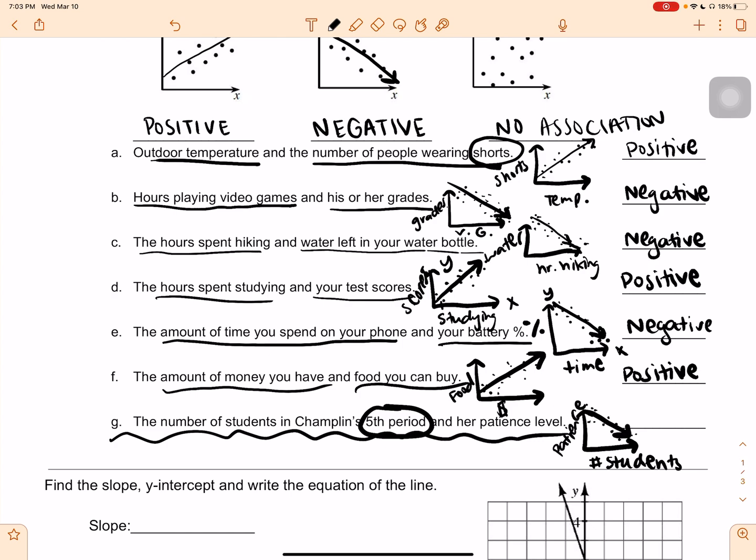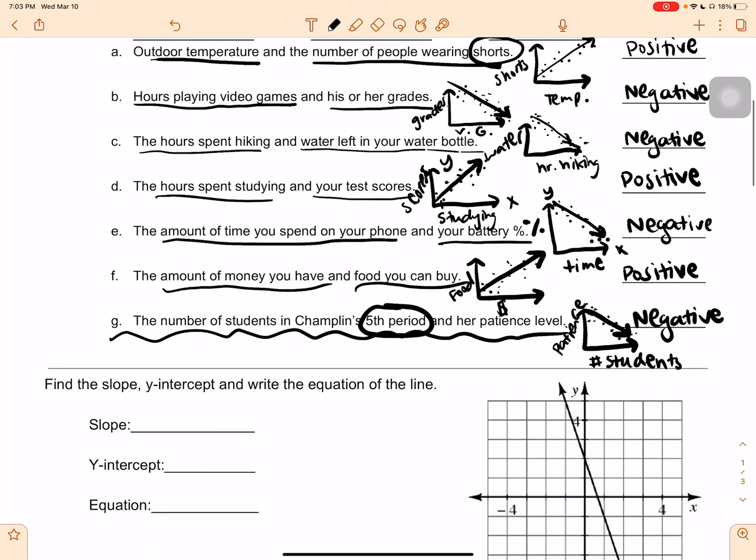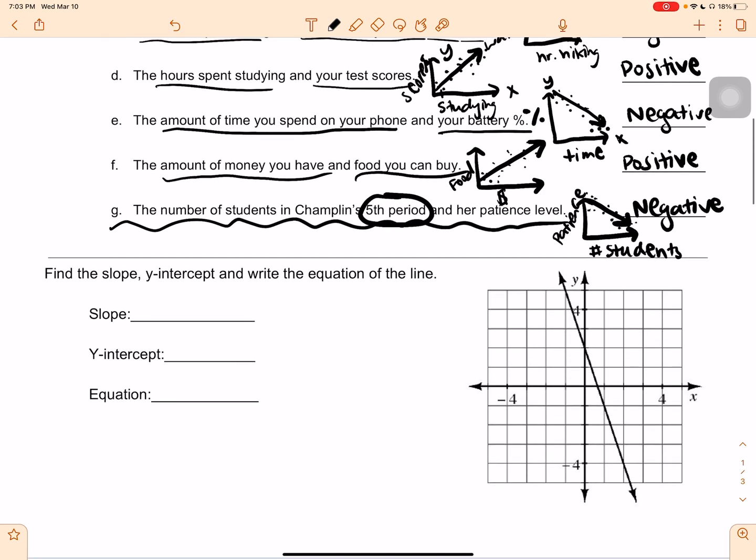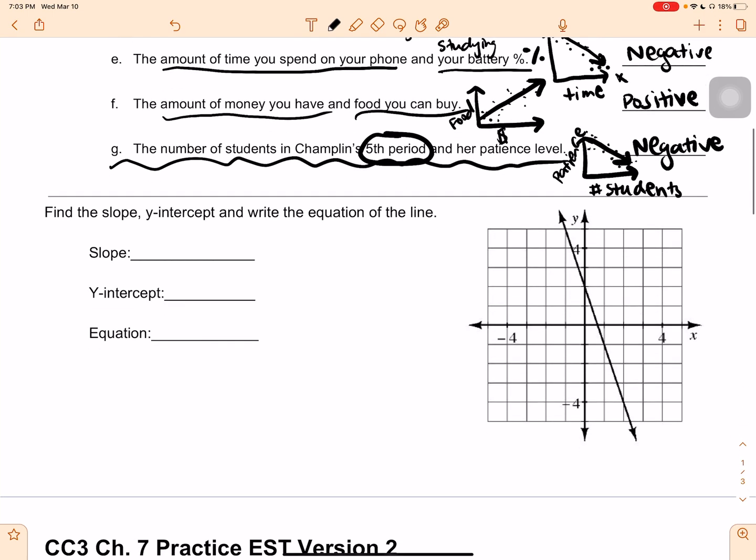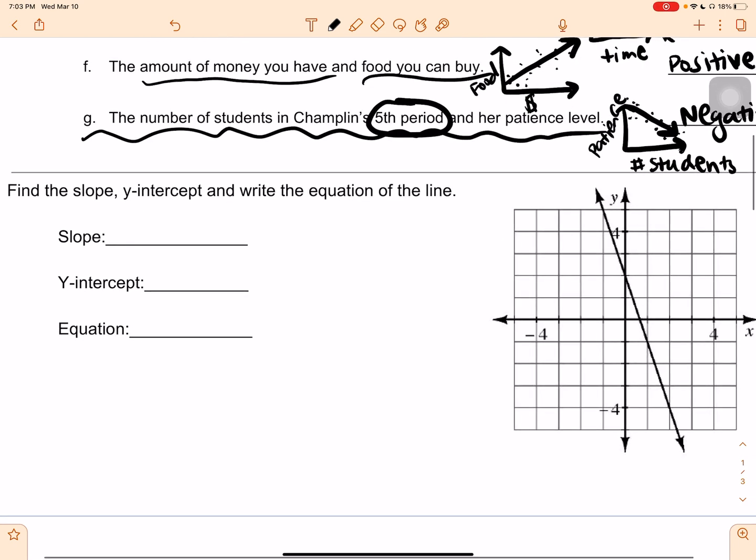I'm sorry, oh my gosh, good memories. The more students I have, the less patience I had in that fifth period class. So this is a negative trend. I hope that makes sense. There we go. Okay, I might have to pause the video so I stop laughing. I'm remembering specific students who made up that problem for me.